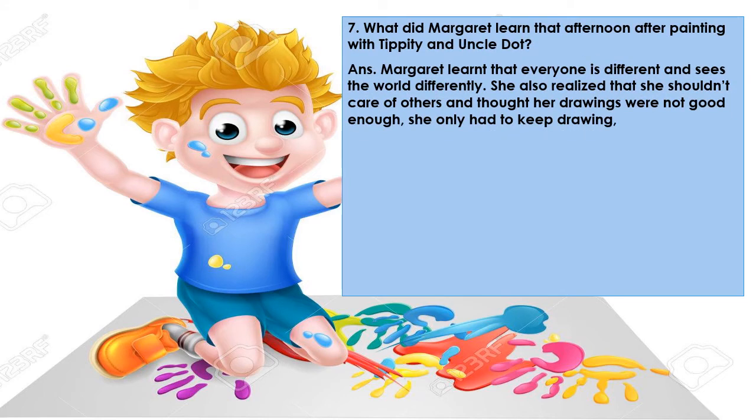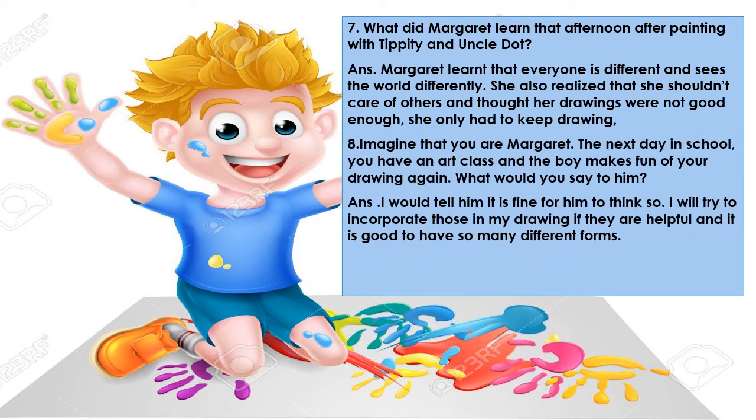Now come to question number 7. What did Margaret learn that afternoon after painting with Tippity and Uncle Dot? Yes, the answer is, Margaret learned that everyone is different. Everyone is different and sees the world differently. Sab alag alag dekhte hain apne hisab se. She also realized that she shouldn't care about others thinking her drawings were not good enough, and she only had to keep drawing. Your work is to make efforts only.